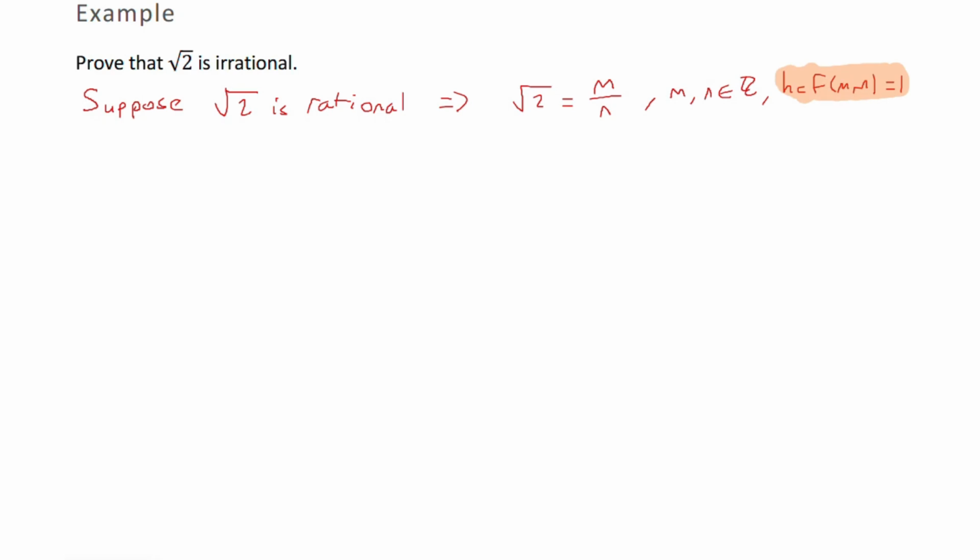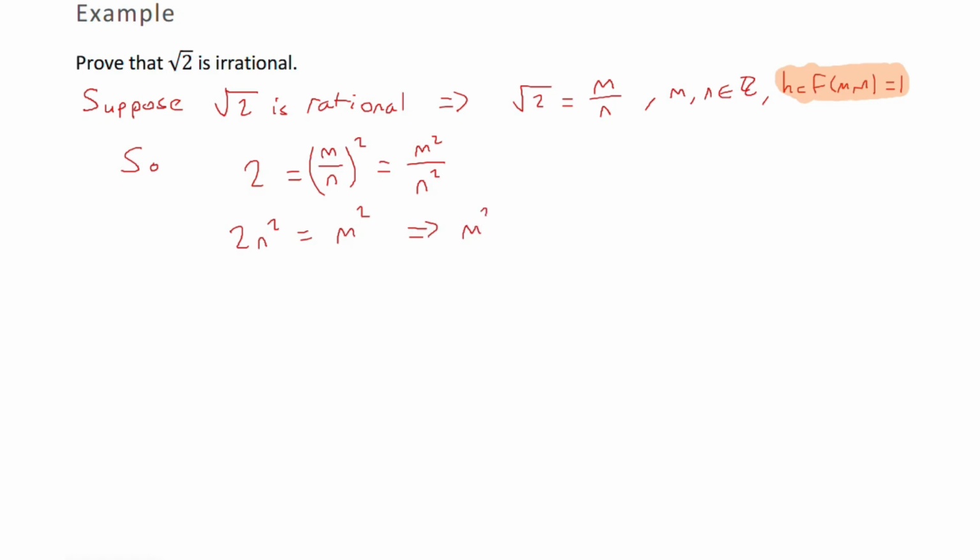But we know that that's true for any rational number. We can simplify it. So all this is saying is this is written as a fraction in its most simple form. So from there, since root 2 is equal to m over n, 2 is equal to (m over n) squared, which is m squared over n squared. Multiply through by n squared, we get 2n squared is equal to m squared.